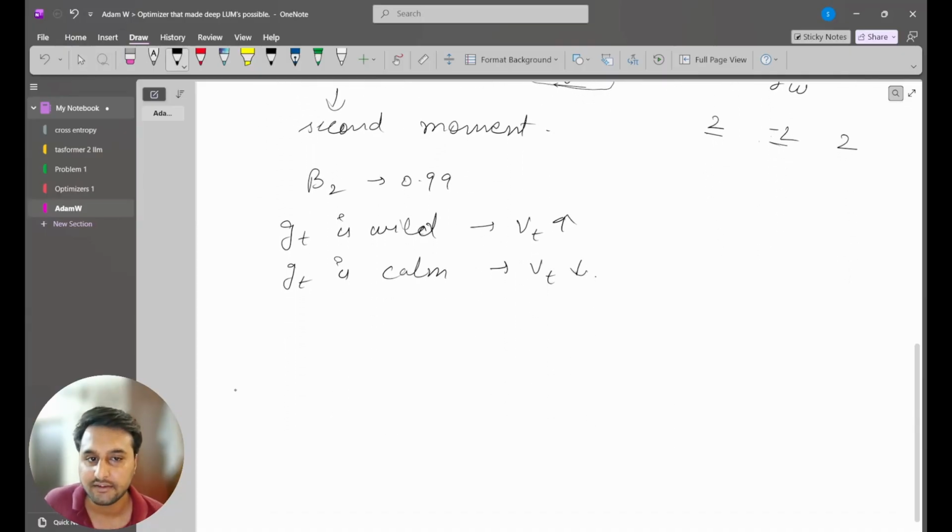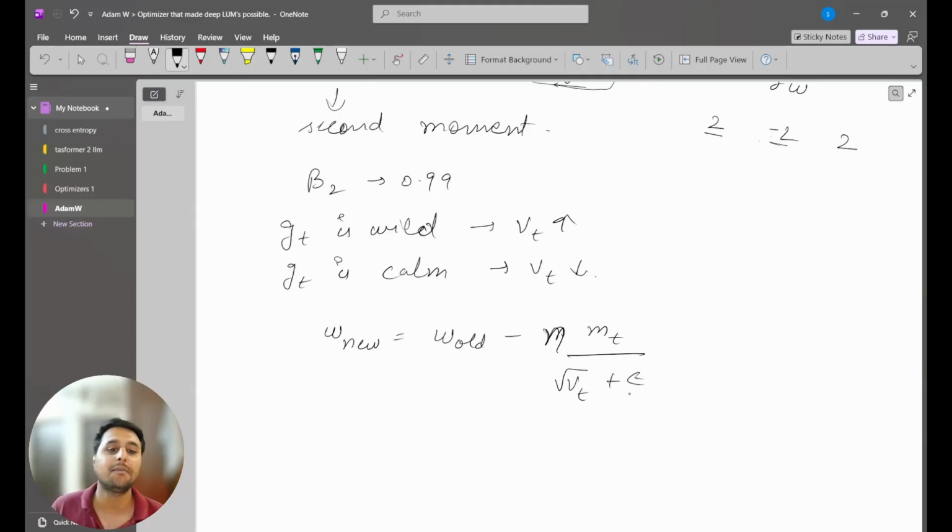So now let me write the final formula of the weight update: W new is equal to W old minus learning rate times MT divided by the square root of Vt plus epsilon. This epsilon is basically a small term so that we can avoid division by 0. If somehow Vt is 0, then we don't want to get the error. That's why we are adding a small epsilon, a small term, like 0.00001, very small.